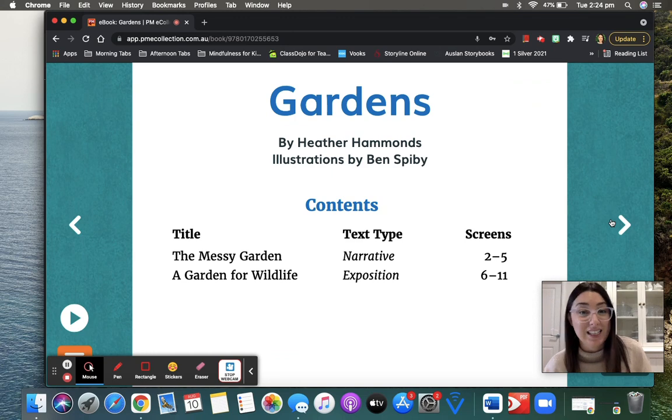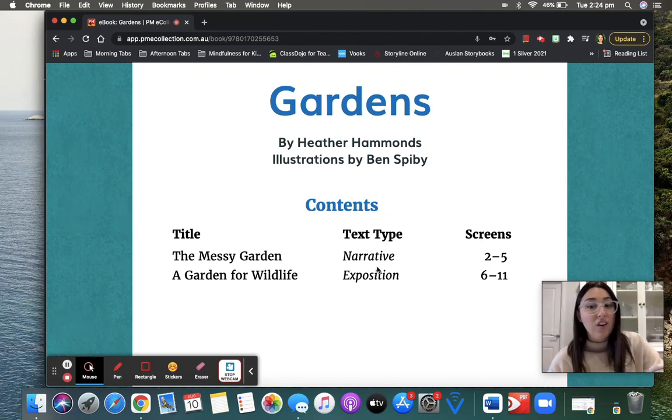It's called the contents page. Can you say contents? That's right. The contents page just tells me what's inside the book. Contents is actually what's inside something. If you've got a packet of chips, the contents inside are chips. Well, the contents in this book are two different things. We've got a narrative and an exposition. A narrative is a story, and an exposition is trying to persuade us.